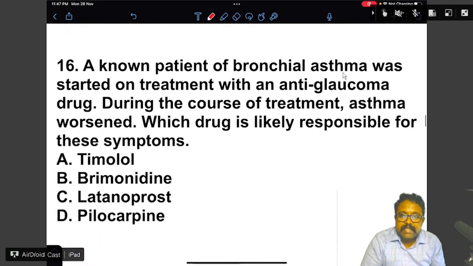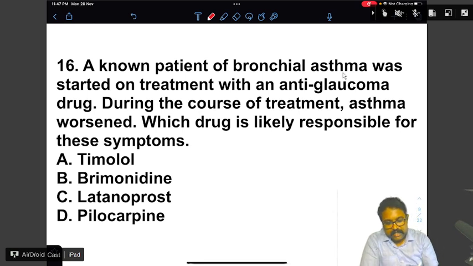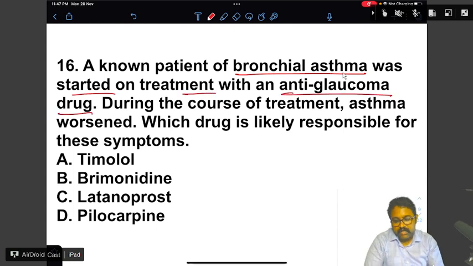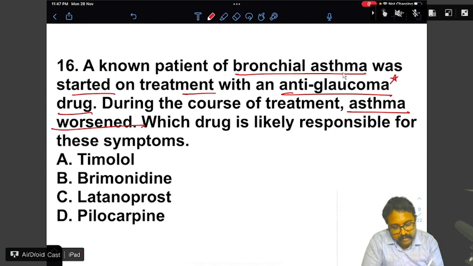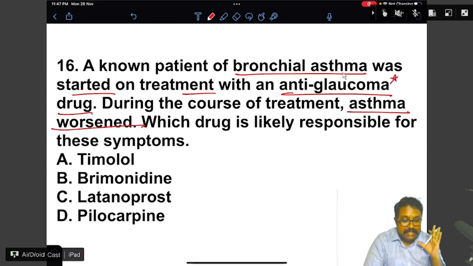Next, moving on to the 16th question: a known patient of bronchial asthma was started on treatment with anti-glaucoma drugs. During the course of treatment, the asthma worsened. Please remember, the asthma has worsened following the anti-glaucoma drugs. So which drug is likely responsible for the symptom?